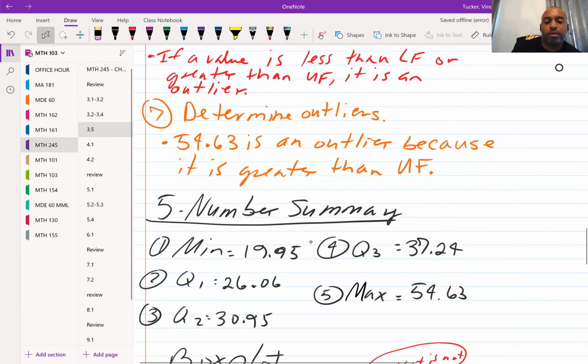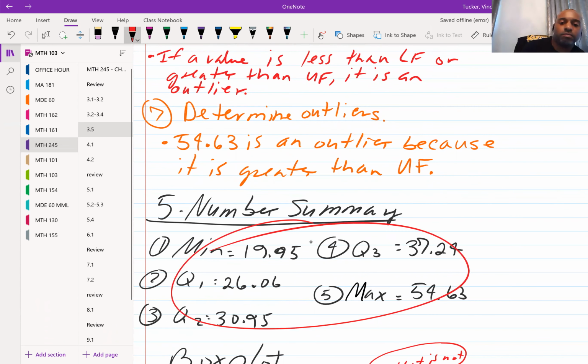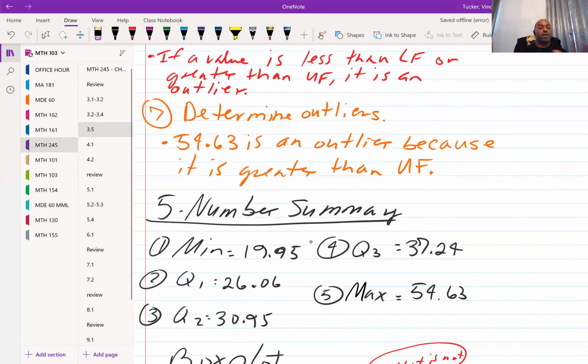So let's go ahead and do a 5-number summary and then do our box plot. So 5-number summary. It doesn't matter whether it's an outlier or not. That has nothing to do with your 5-number summary. What is your smallest value? 19.95. Q1, Q2, Q3, we established those. And then what is your maximum value? 54.63. Once again, this has nothing to do with whether it's an outlier or not. That's your 5-number summary. The fact that it's an outlier comes into play when we look at the box plot.